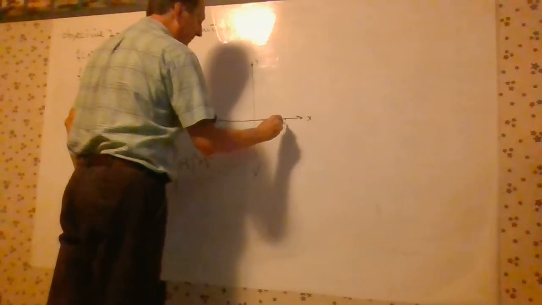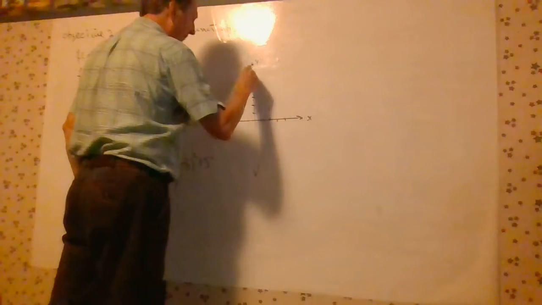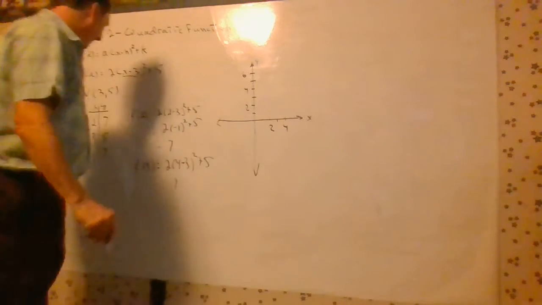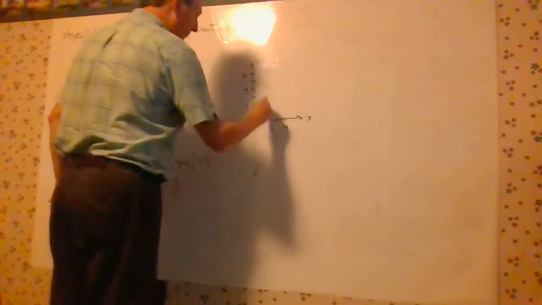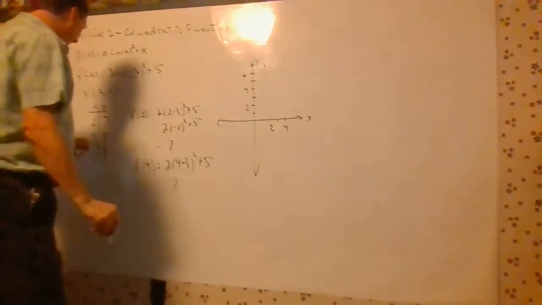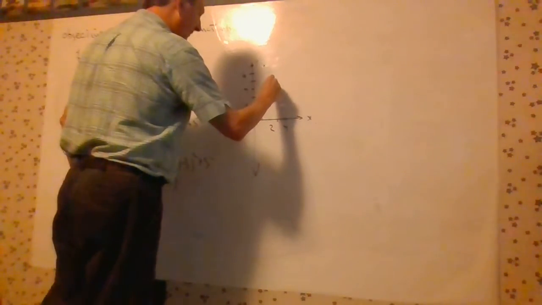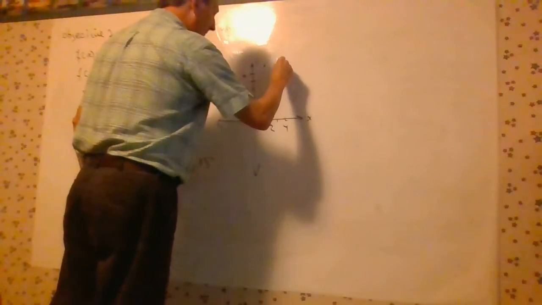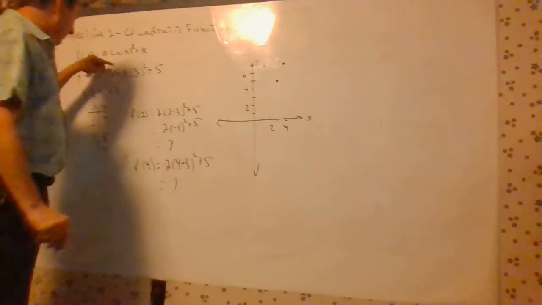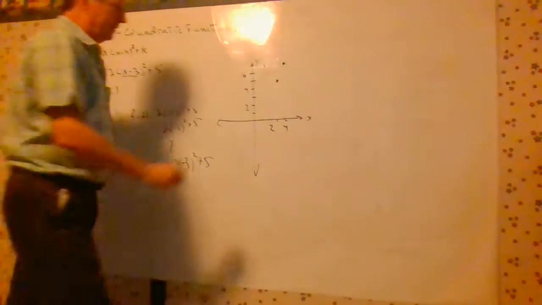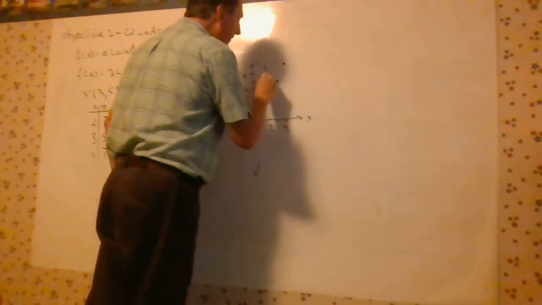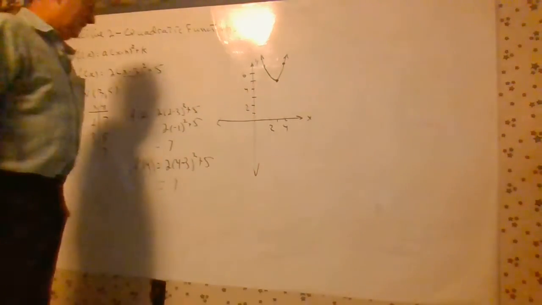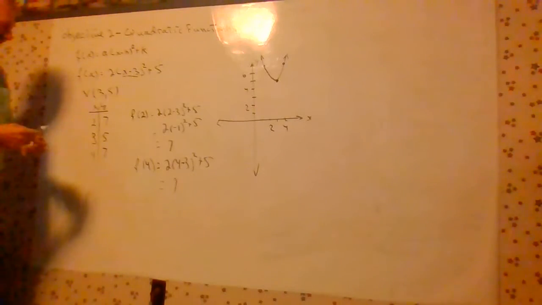So we have 1, 2, 3, 4, and 1, 2, 3, 4, 5, 6, 7. And we can plot (2, 7), over 2, up 7. And (3, 5), we go over 3, up 5. And then (4, 7), we go over to 4 and back up to 7. It looks like a V, but these parabolas don't have any sharp points. They are smooth. Okay. And that's all we really expect for this set of problems.